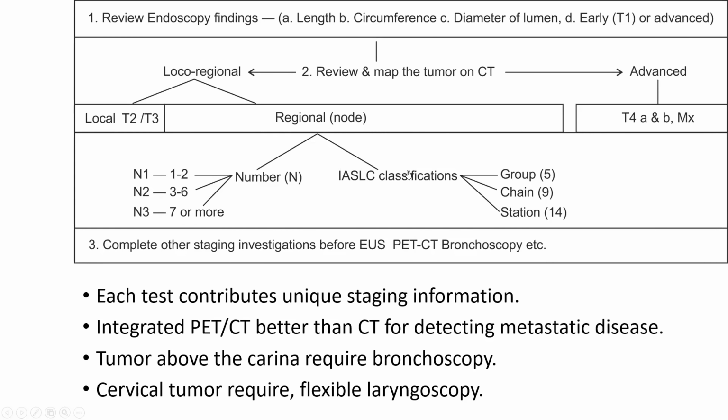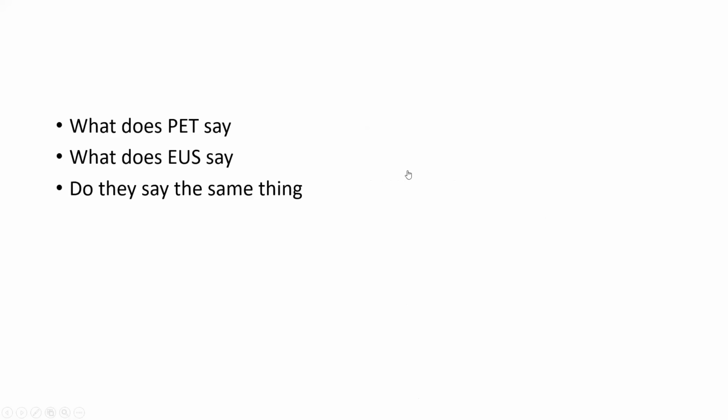A tumor above the carina requires bronchoscopy, and a cervical tumor requires laryngoscopy. This is the list we have to complete when we are looking at esophageal cancer. And then we have to ask, what does PET say? What does EUS say? Do they say the same thing? Because we have to check concordance. And before directing this patient either for surgery or for chemoradiation, we have to decide what exactly is the status of this patient.